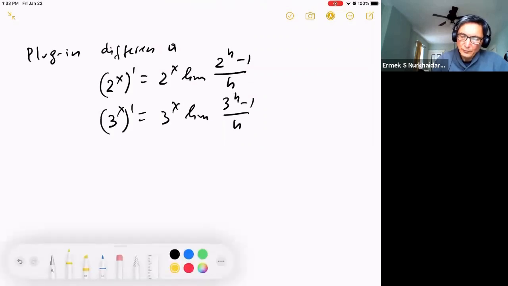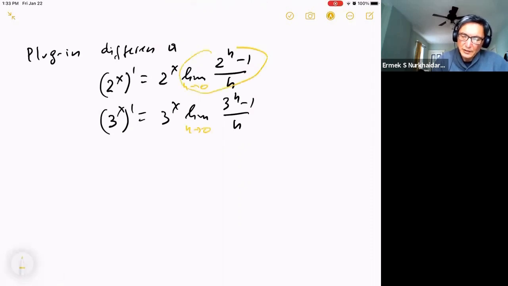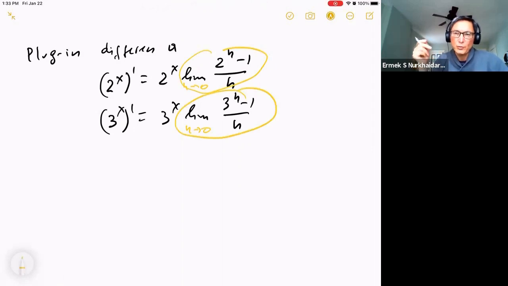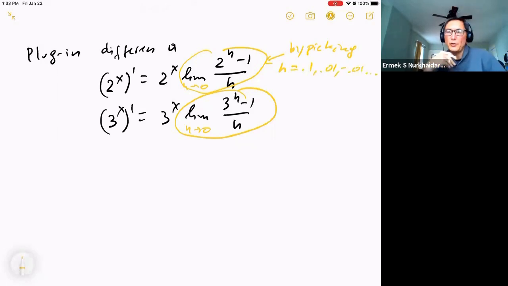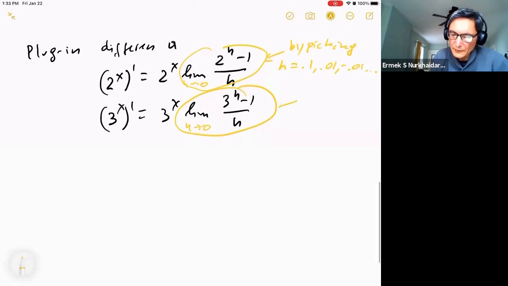And now to approximate here, h is approaching 0. So to approximate each limit, say you choose h close to 0, say 0.1, 0.01, negative 0.01, and you approximate the limit, okay? And then you get some approximation to that number. So by picking h, say 0.1, 0.01, negative 0.01, and so on, you will be able to evaluate that limit. You will do the same here.